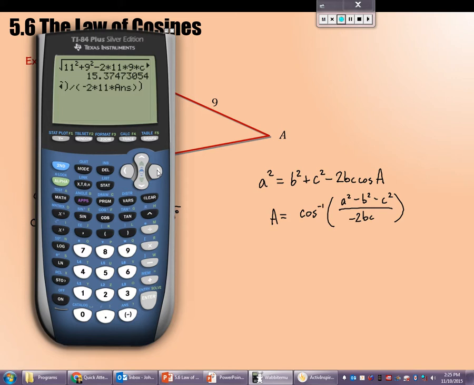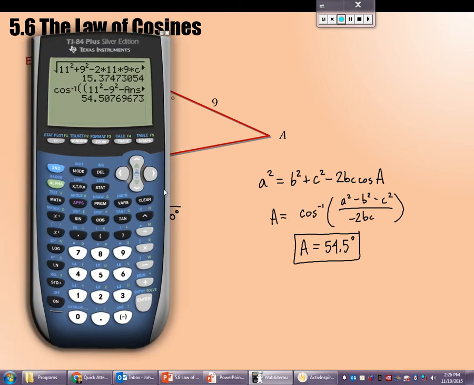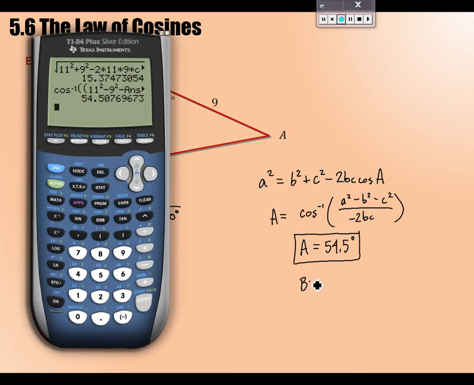What do you think of that? All right, so let's see, did I type it in right? Did you get 54.5 also? This is angle A, which we just discovered is 54.5 degrees. So we know the other angle. What are we looking for? Angle B, that's what it's called. Angle B is 180 minus 100 minus A. So B is approximately.